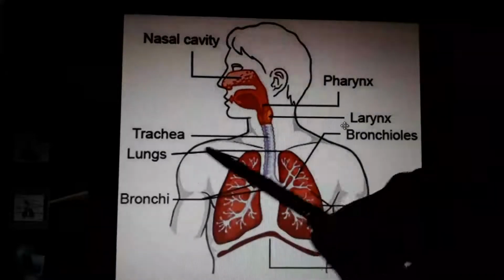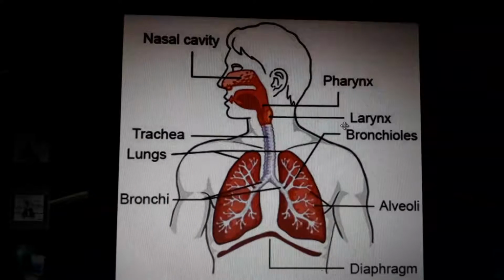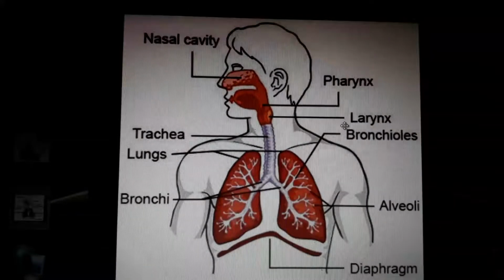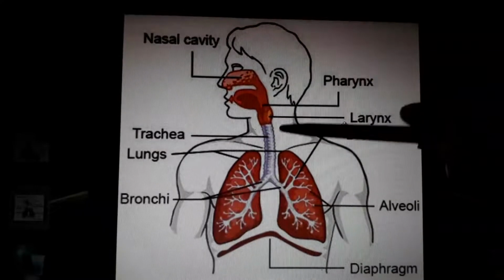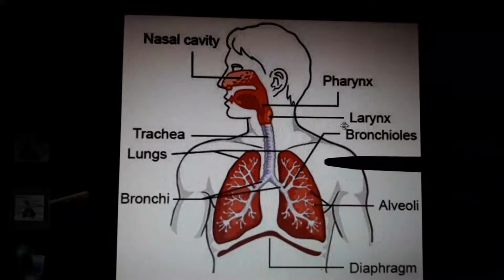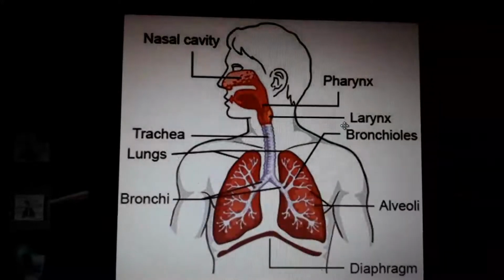Next one is the trachea. This pipe is called the trachea. And you know these are lungs, right lung and left lung. So after that pipe comes down, it divides into two. Understand? Two main subdivisions, that are called bronchi. Understood? Bronchi.